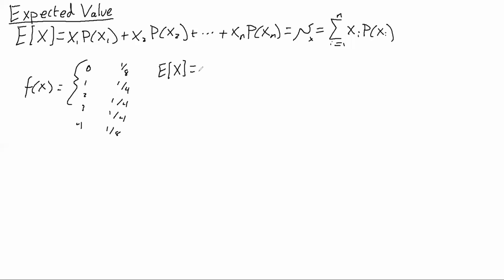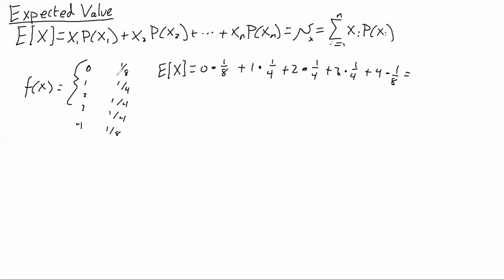So let's say 0 times 1/8, which is the probability of X1, plus 1 times the probability of 1/4, plus 2 multiplied by 1/4, plus 3 times 1/4, plus 4 times 1/8. When you solve for this, you would have your expected value, the expected value of people coming in on the car lot per hour.